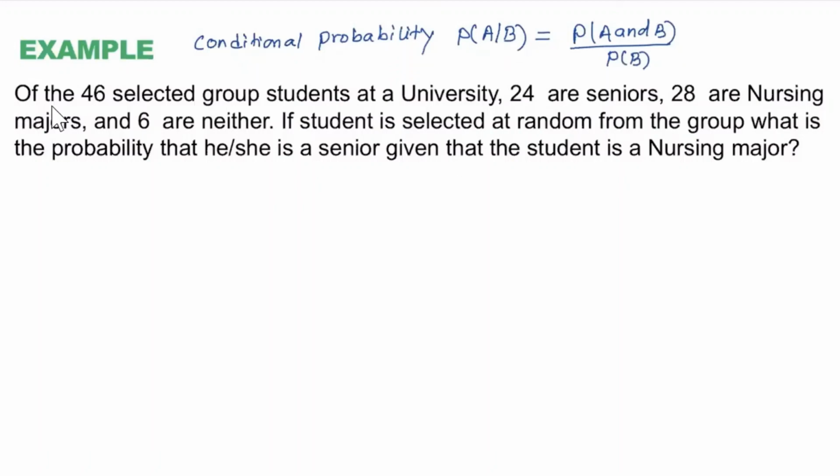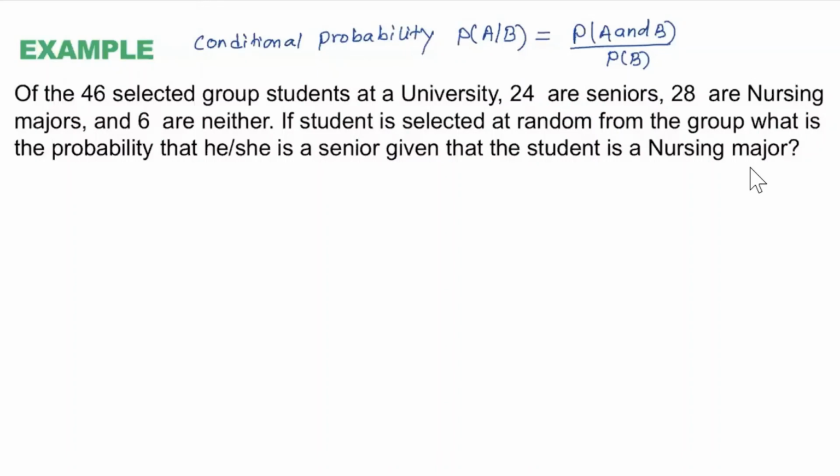Now, let's read the question. Out of 46 selected group of students at a university, so they have selected 46 students in all, 24 are seniors, 28 are nursing major, and 6 are neither. They are neither the seniors nor the nursing major. Okay, that information is given to you. Now, the question is, if a student is selected at random from that group, that's the group of 46 students, what is the probability that he or she is a senior given that the student is a nursing major?